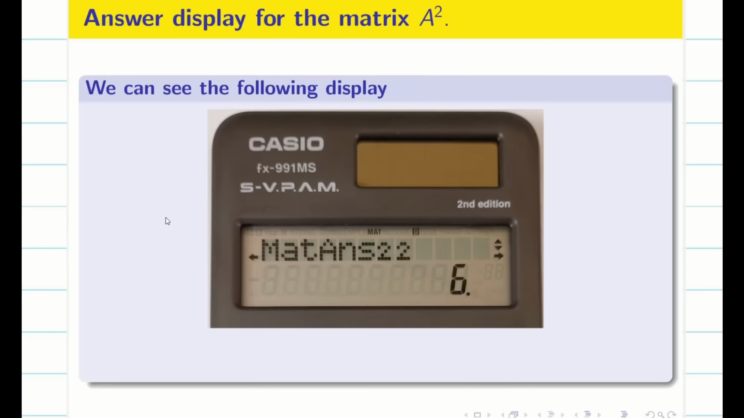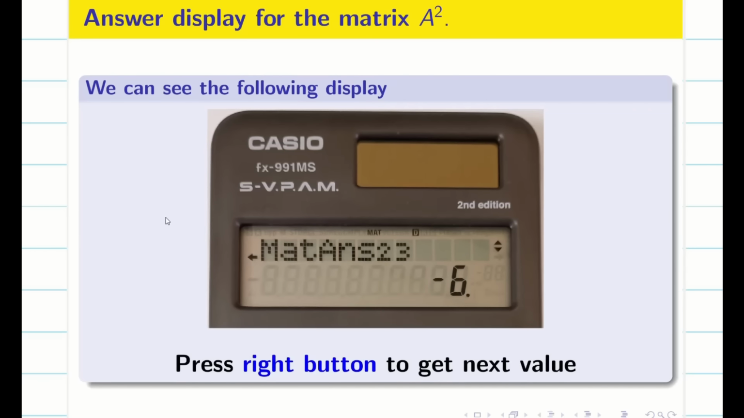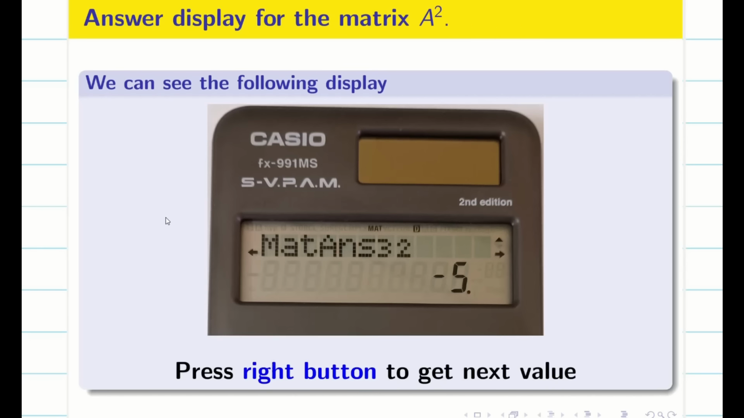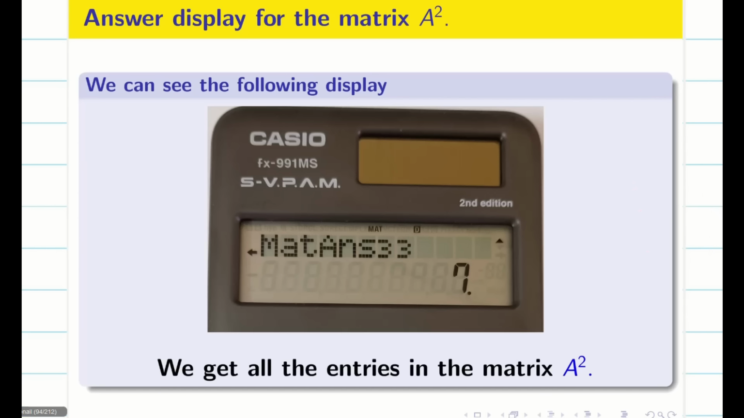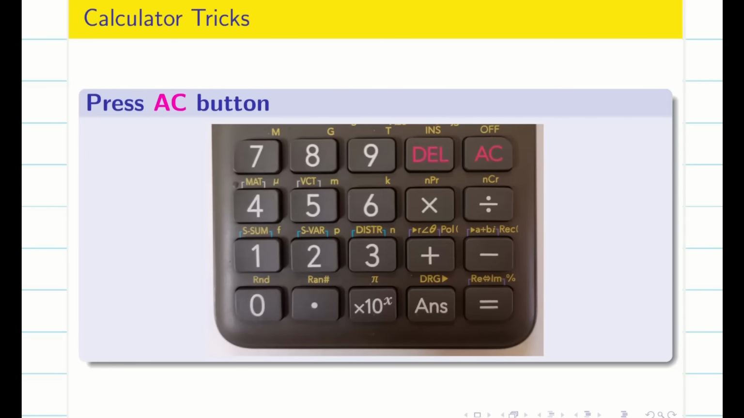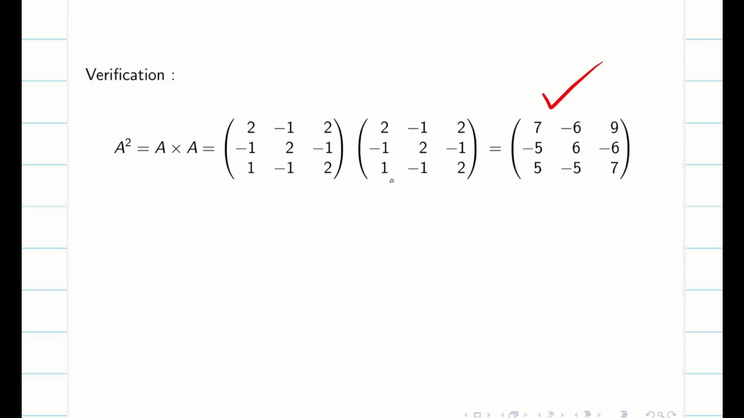Then when you press the right button, 2 2 value, then 2 3. Similarly 3 1, 3 2 and 3 3 value. So now your matrix A square is ready. Side by side you have to copy the values in your note. Okay, now the A square matrix is ready. Now press the AC button to do the next operations. You see, I got the A square matrix from the calculator in a very easy way without doing matrix multiplication.